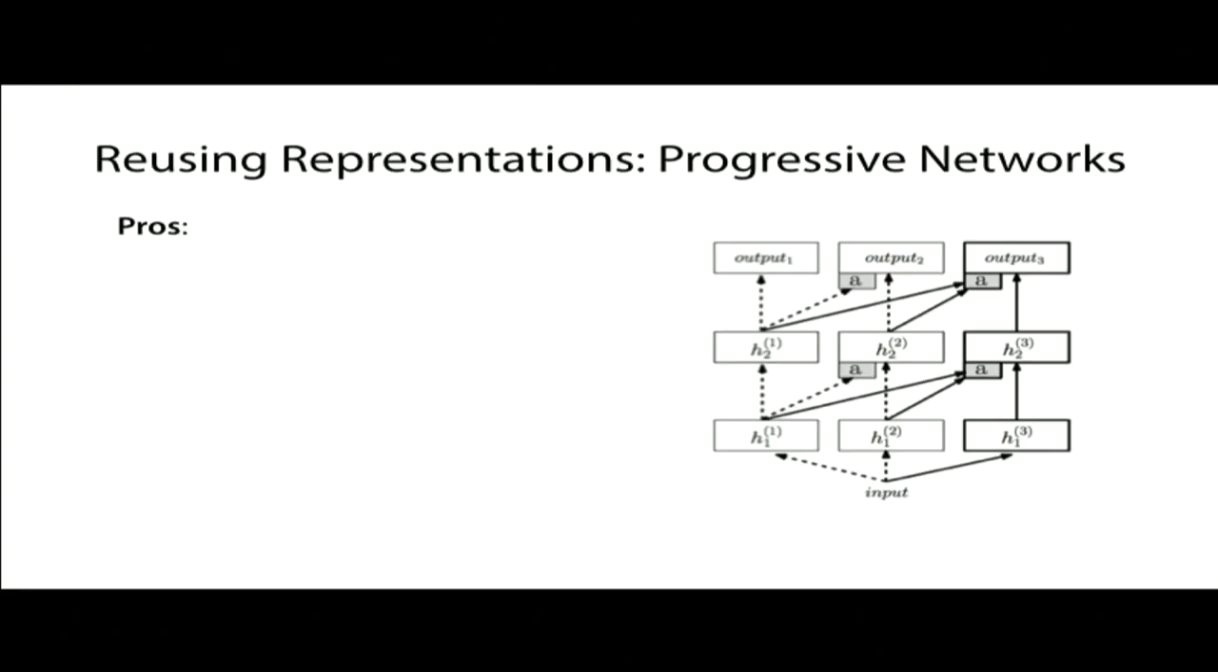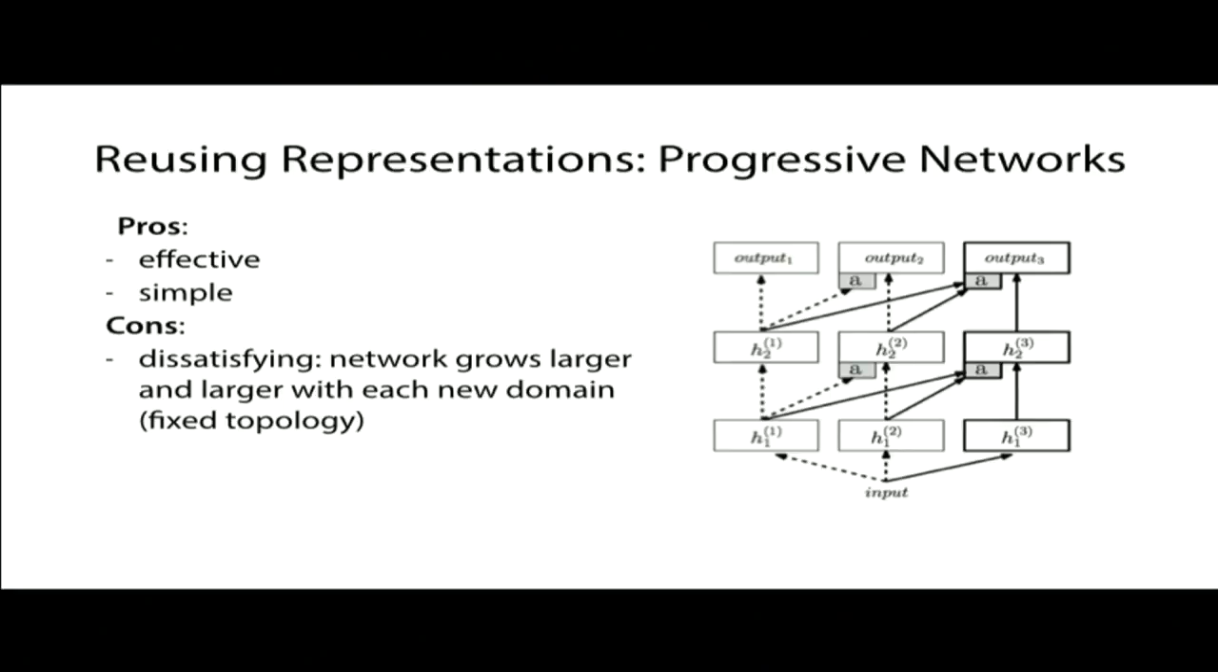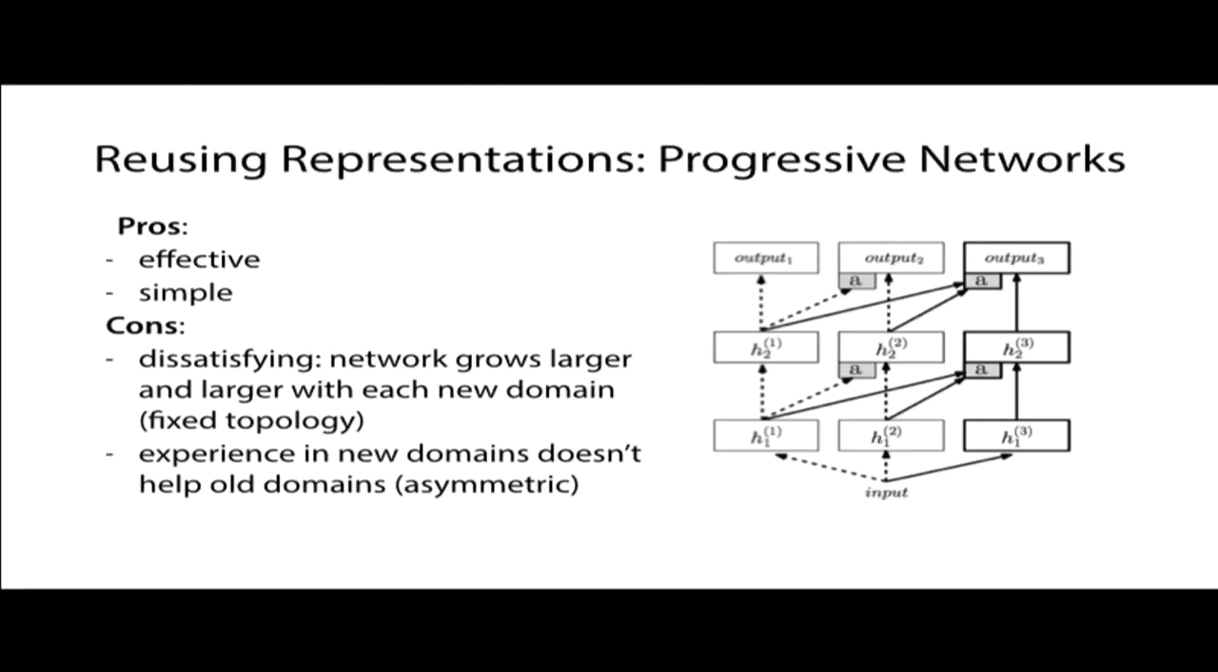Okay. So the pros: it's a very effective and simple approach. The limitations are that it's somewhat dissatisfying in that the network is going to grow larger and larger as you get more and more tasks. And also experience in the new domain isn't going to help the old domain. So it's somewhat asymmetric in that manner. And lastly, learning, especially on the Atari games, is still fairly slow, although that might be mostly an effect of the algorithm being slow rather than the actual method for transferring.